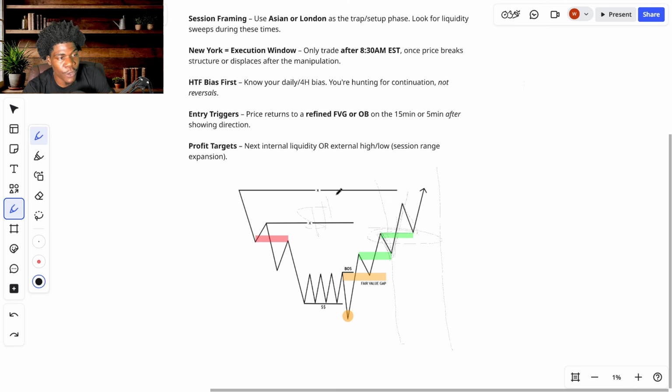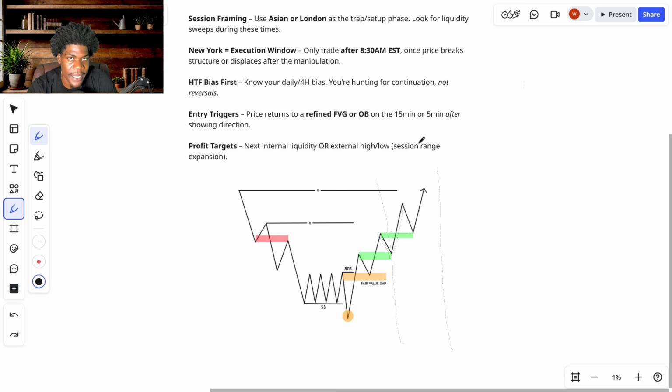But this is our New York continuation model, where we get our accumulation from the Asian session, or during the London session we may also get a London session accumulation and an early morning New York session manipulation, as you can see, to then during the middle of the New York session, that's when we get that distribution. But it's still a New York session continuation model.